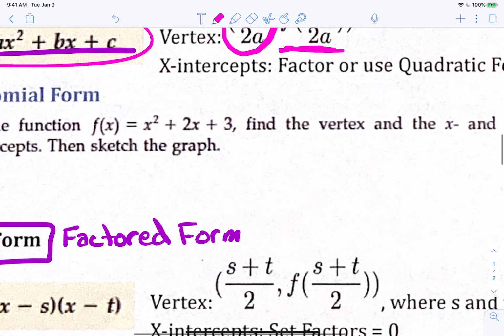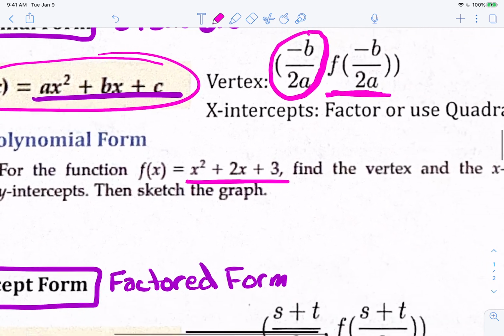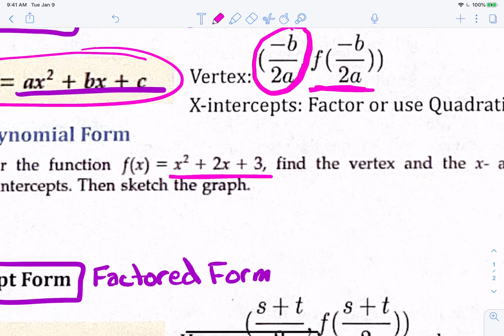So let's take this function right here, and then we want to find the vertex. So x squared plus 2x plus 3. That is a polynomial function, or like it's in polynomial standard form. And we want to do negative b over 2a. So let's designate a, b, c. If you need to write this out, go for it. Okay, what is your a value going to be? 1. It's not any x's, it's just the numbers out in front. Okay, b is 2 and c is 3.